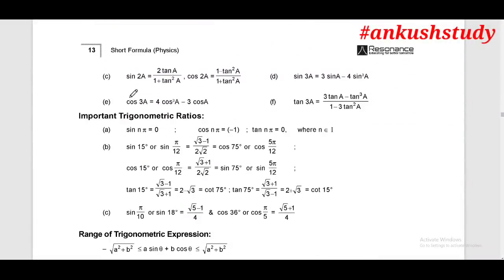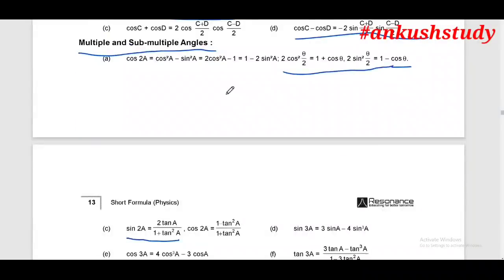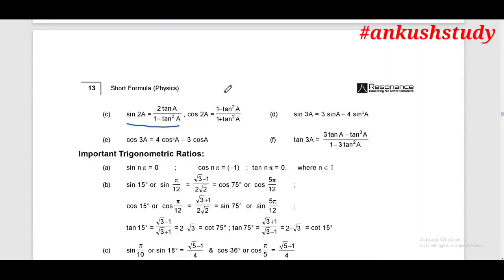And now the C1 is sin 2A is equal to 2 tan A upon (1 plus tan square A). Okay, so all these formulas of multiple and submultiple angles are important and vital for your examinations, because sums based on these formulas come every time. Short questions come, but they do come. And now cos 2A is equal to (1 minus tan square A) upon (1 plus tan square A).